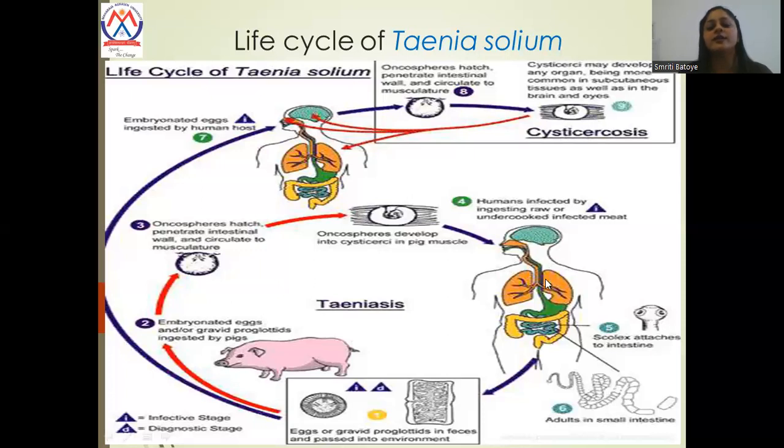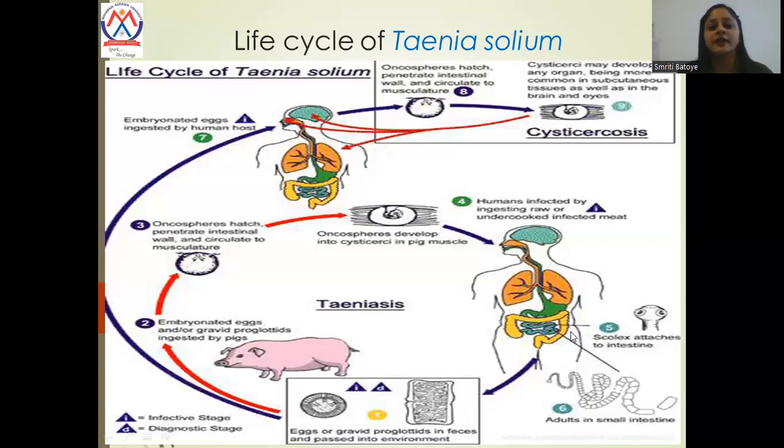So after entering the human body, with the help of the scolex, the parasite attaches to the intestine of the human, and slowly the neck portion of the parasite starts proliferating, budding off, and forming different proglottids, and the cycle continues. This parasite causes different types of diseases in humans, and the most important disease that it causes in humans is cysticercosis.